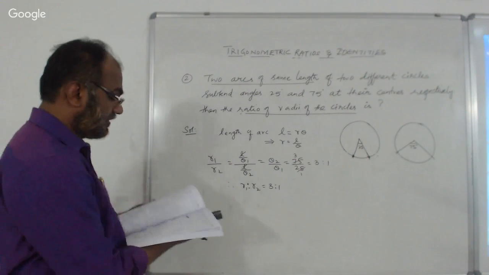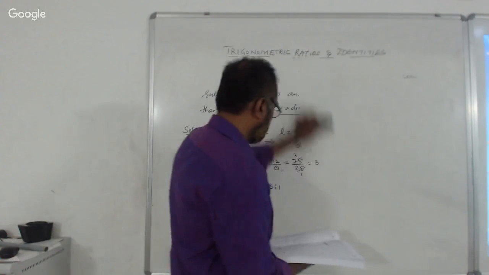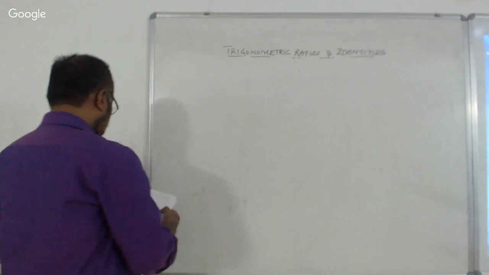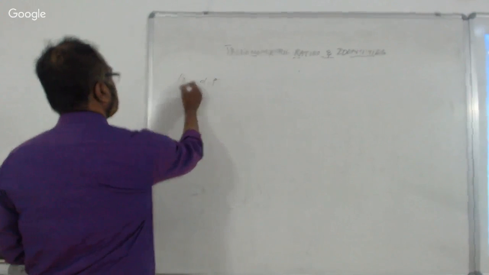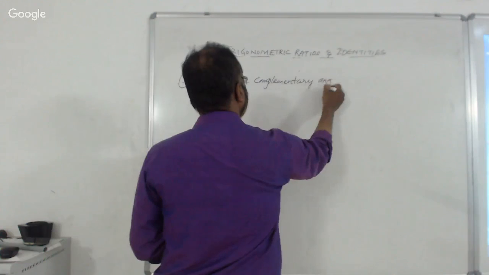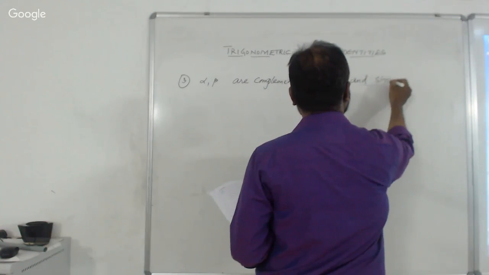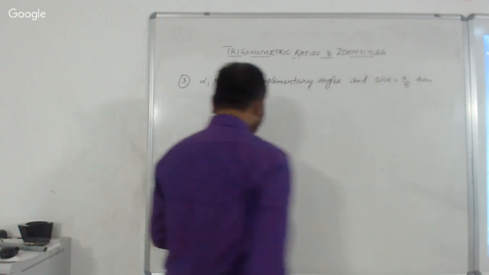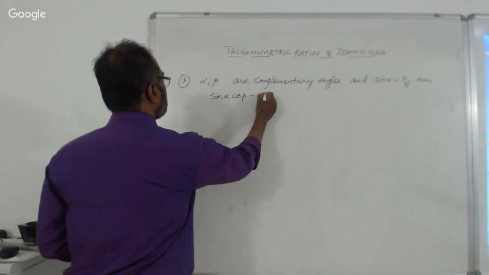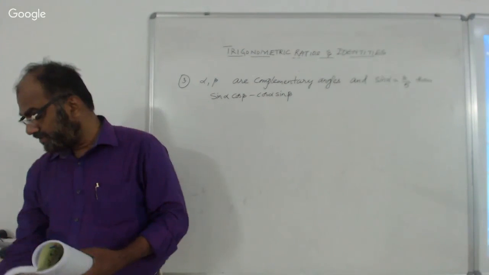Okay, the next one. If alpha and beta are complementary angles and sin alpha equals 3 by 5, then find the value of sin alpha cos beta minus cos alpha sin beta.